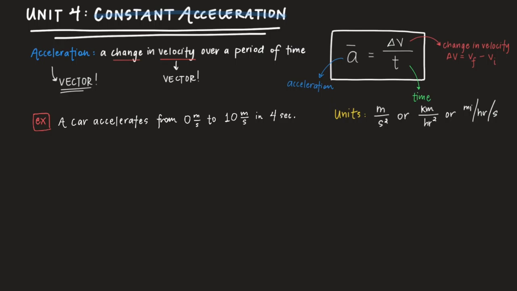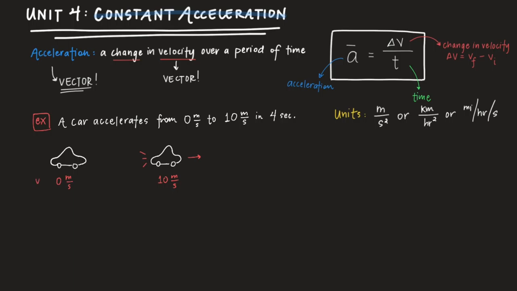So here's an example. A car accelerates from 0 meters per second to 10 meters per second in 4 seconds. And I could plug this into the equation and find the acceleration. I'm not going to do that. I'm just going to take a look at the picture. So that car starts out with 0 meters per second.